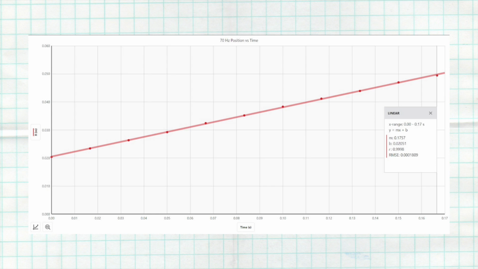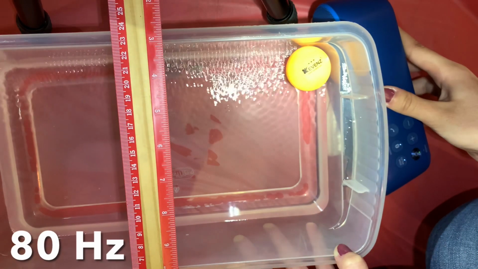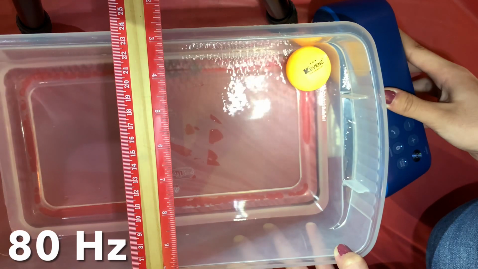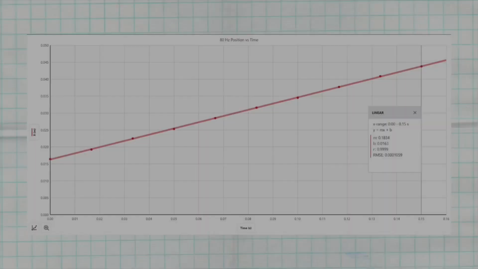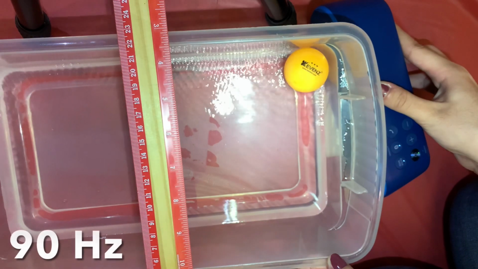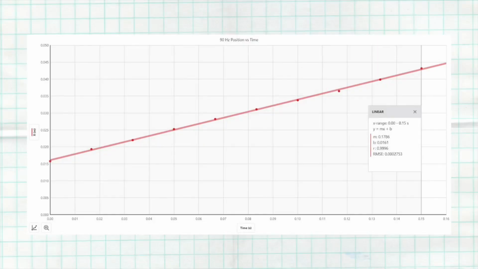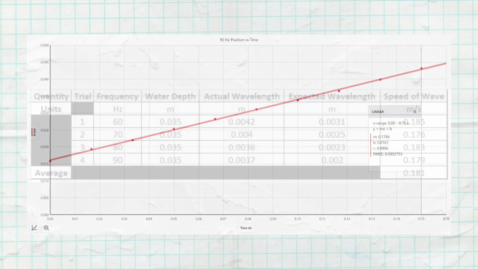After adding a linear line of best fit, the slope for the position versus time graph was measured, representing the speed of the wave at a frequency of 60 Hz. These same procedures were repeated for the other 3 trials. All of the slopes for the position versus time graphs at different frequencies were relatively close to one another, which is expected since the water tub had a constant depth of 0.035 meters.